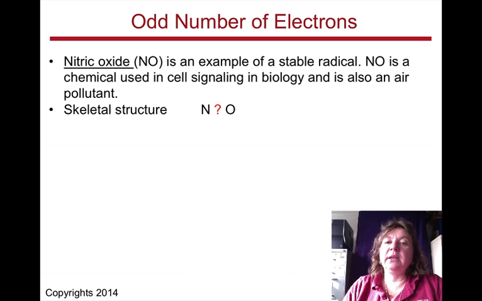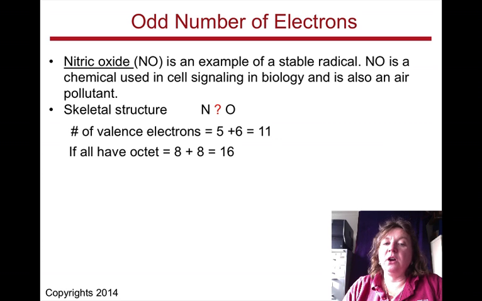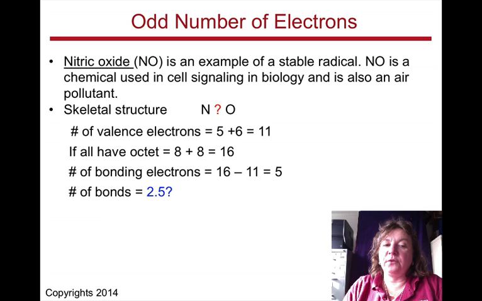Nitric oxide is an example of a stable radical. NO is a chemical used in cell signaling in biology and is also an air pollutant. The skeletal structure, well, there's 2 atoms, so nitrogen and oxygen. So the number of valence electrons is 5 plus 6 equals 11. If all has an octet, 8 plus 8 equals 16. The number of bonding electrons, 16 minus 11 equals 5. The number of bonds is 5 divided by 2, which is 2.5.